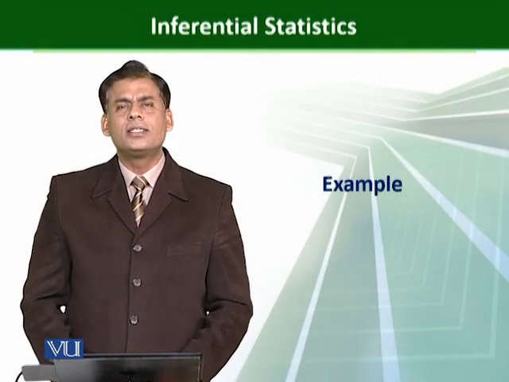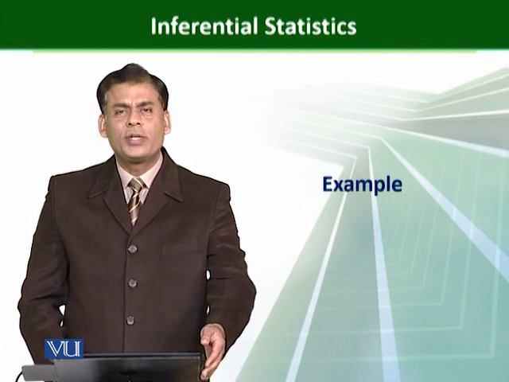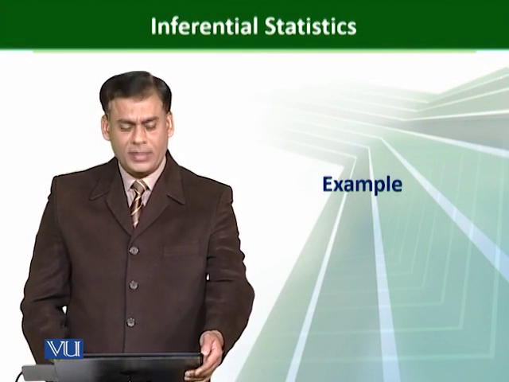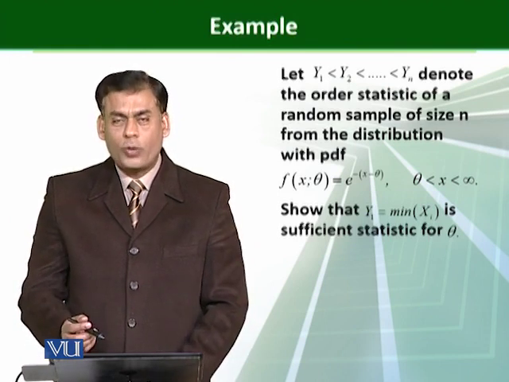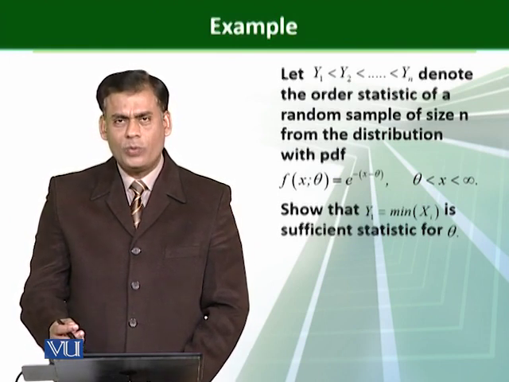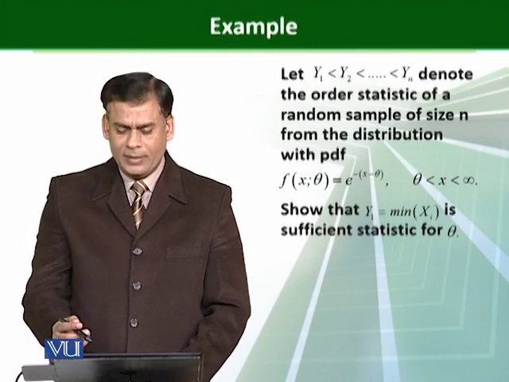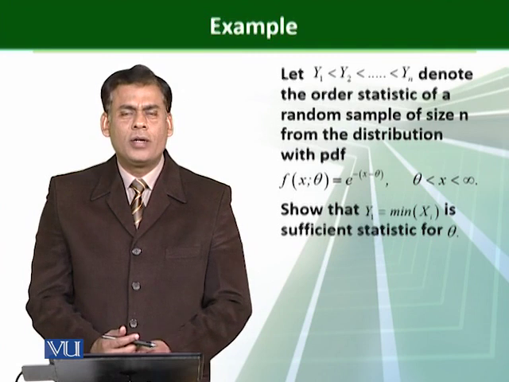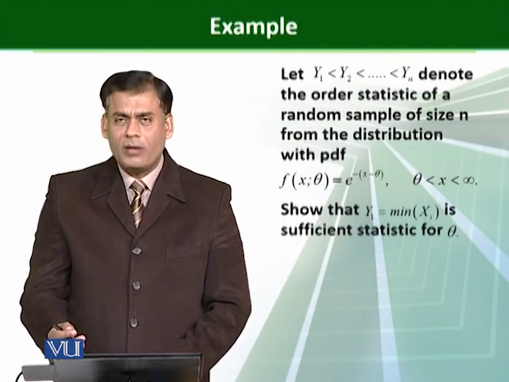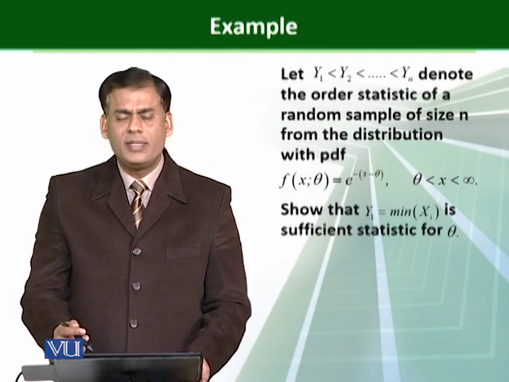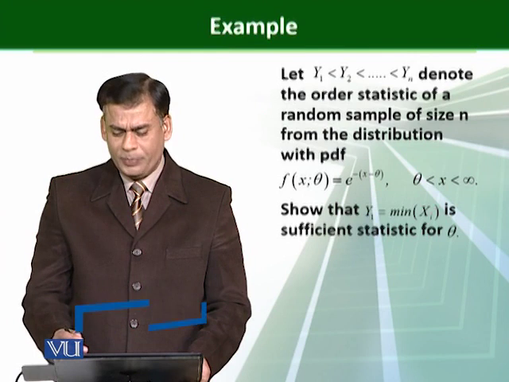To understand the concept of the sufficient statistic, we take an example so that you can easily understand it. Let y1 < y2 < ... < yn denote the order statistics of a random sample of size n from the probability density function e raised to power minus (x minus theta), with range from theta to infinity.